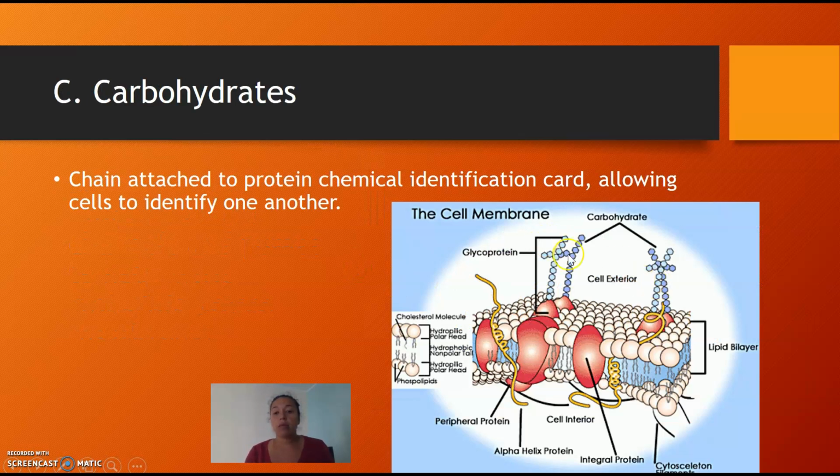You also have a carbohydrate. So your carbohydrate makes this little chain, and it's kind of like your ID card. Cells are all over the place, right? Think like a blood cell is just flowing all over the place. But you also have things like bacteria, and it's very important that your cells know what is good and what is bad. So carbohydrates are basically like your card to say, hey, don't attack me. I'm good and I belong here.